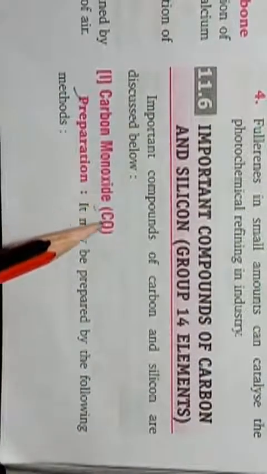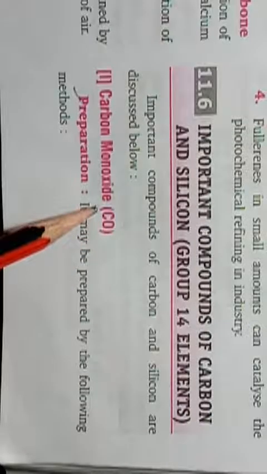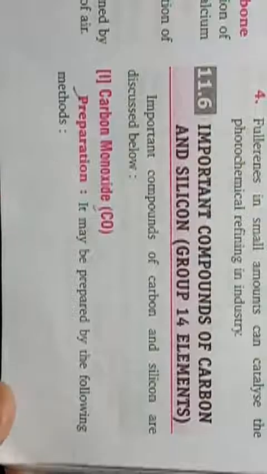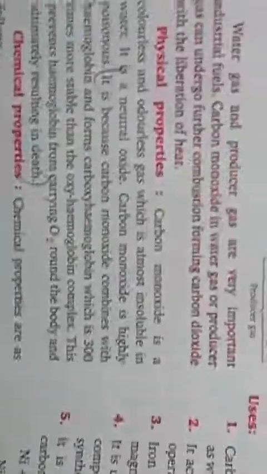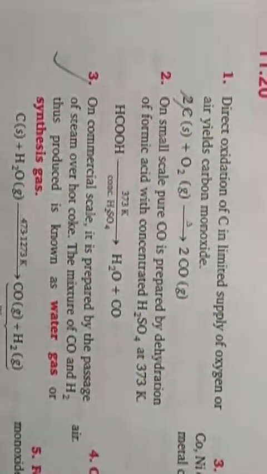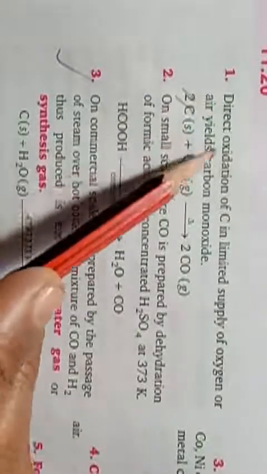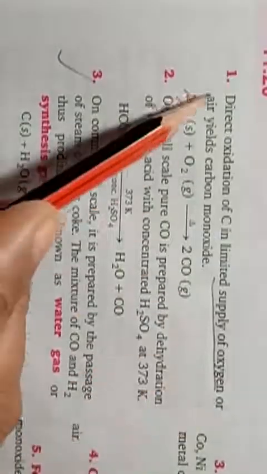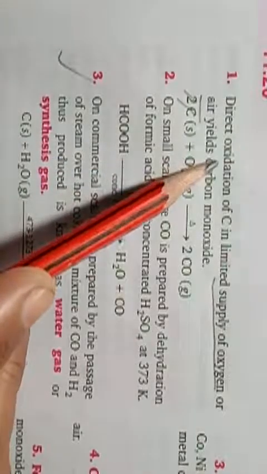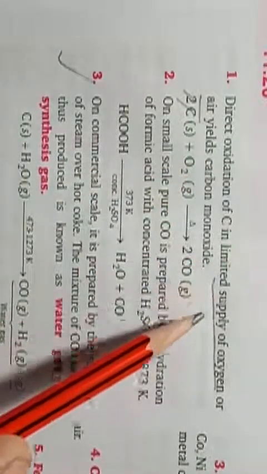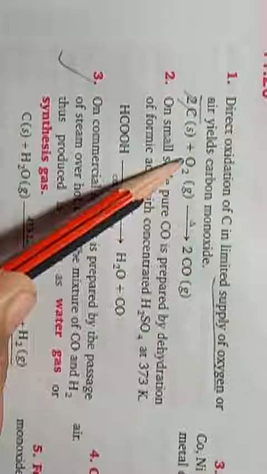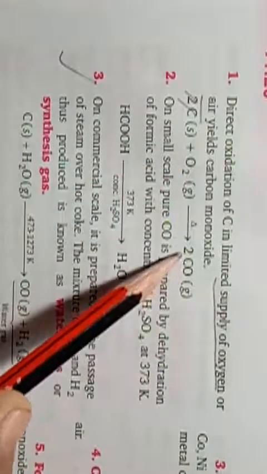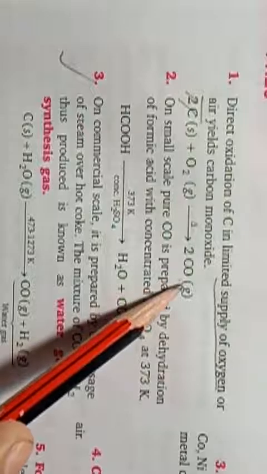As you can see here, the molecular formula of carbon monoxide is CO. Preparation: according to your reduced syllabus, the first point is direct oxidation of carbon in a limited supply of oxygen or air. So carbon with oxygen, on heating, forms carbon monoxide gas.